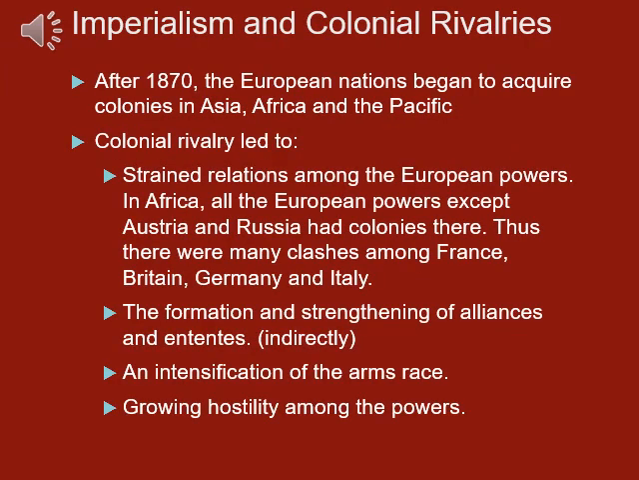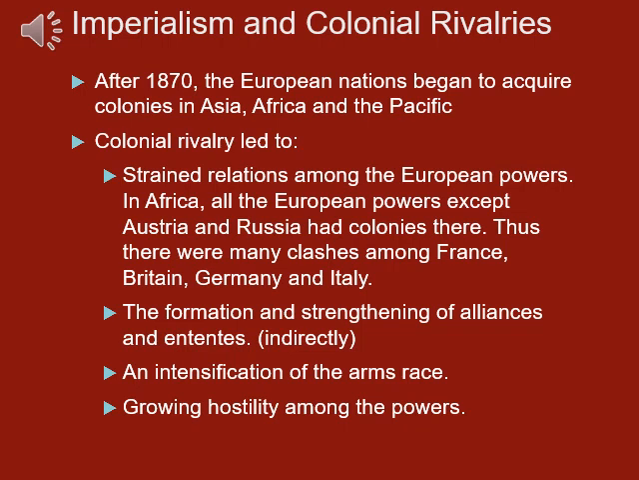You'll remember from our Unit 3 studies, after 1870, the European nations began to acquire colonies in Asia, Africa, and the Pacific. This led to colonial rivalries, which led to strained relations among those European powers. In Africa, all the European powers except Austria and Russia had colonies there. Thus, there were many clashes among the French, the British, the Germans, and the Italians for land rights.